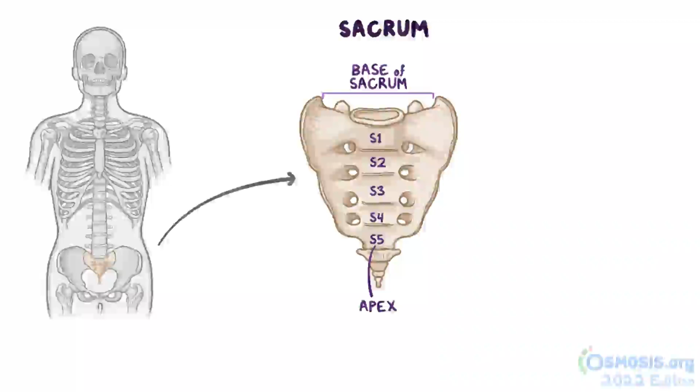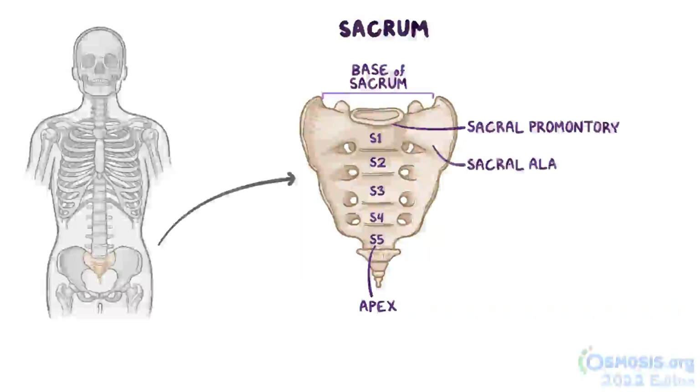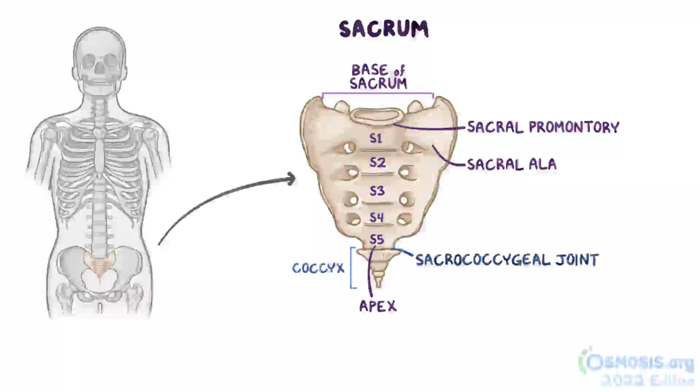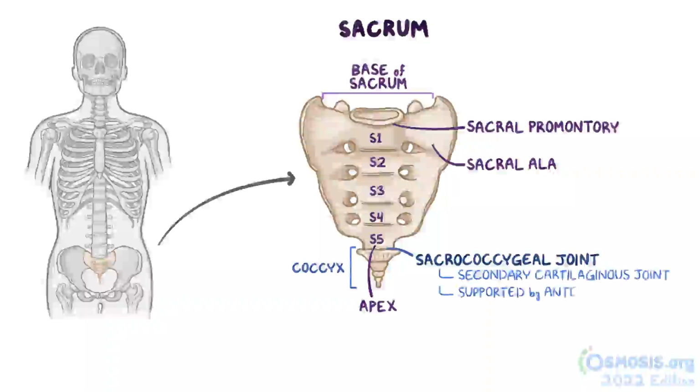Now, in its uppermost portion, the S1 vertebra has an anterior lip called the sacral promontory, which arches a bit towards the front. And on both sides, the sacral vertebrae extend laterally to form the sacral alae. The apex of the sacrum, its tapering inferior end, articulates inferiorly with the coccyx, forming the sacrococcygeal joint. This joint is a secondary cartilaginous joint, and is supported by the anterior and posterior sacrococcygeal ligaments.